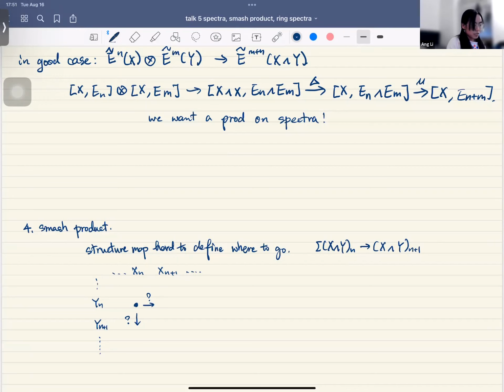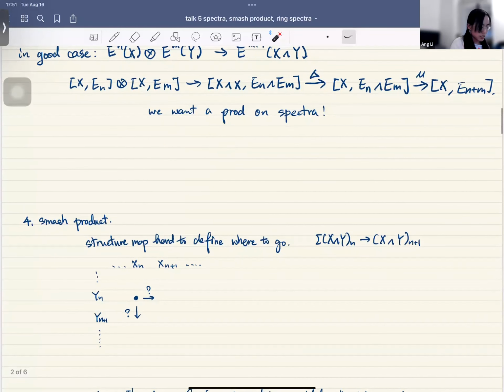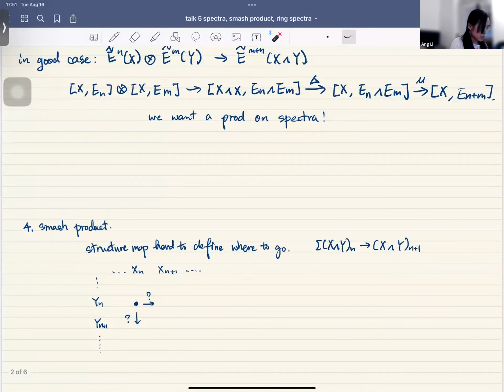The problem is when you choose one level, let's assume we have the nth level, and we want to define the structure map. So we want to go to the next level. I think the grading is probably not lining up, but bear with me. If we are standing in this spot and we want to go next, you can either go horizontally and add 1, or you can go vertically and add 1, but there's no way to tell you where to go. Or you can say this is suspension, you do not know how to distribute that.